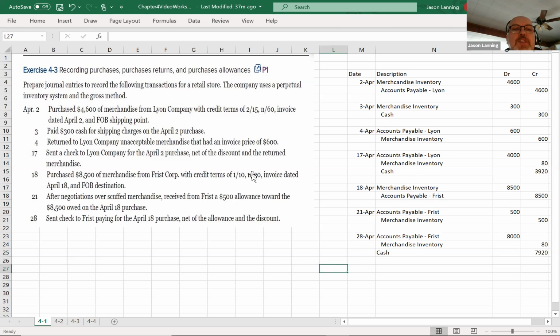We have to pay attention to credit terms. They do tell us here that we have this net of allowance and net of the discount. But sometimes they won't say that. We'll just have a date. So we need to be able to look and say, okay, if we have terms of 1/10, and the invoice is dated April 18th, remember, we go by dates on invoices. So we'd look at 10 days from there, the 28th. So as long as we pay by the 28th, we'll get the discount. So this is how we do journalization.